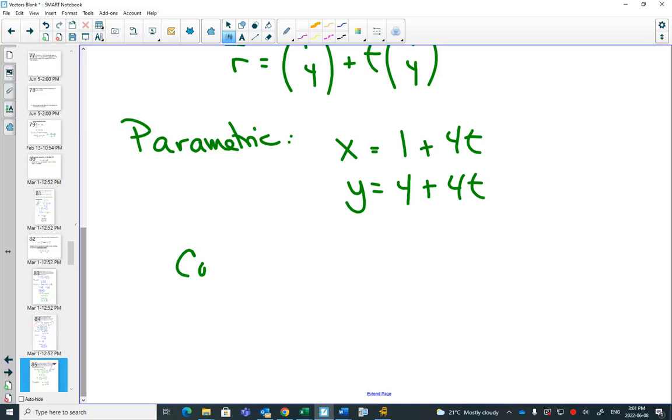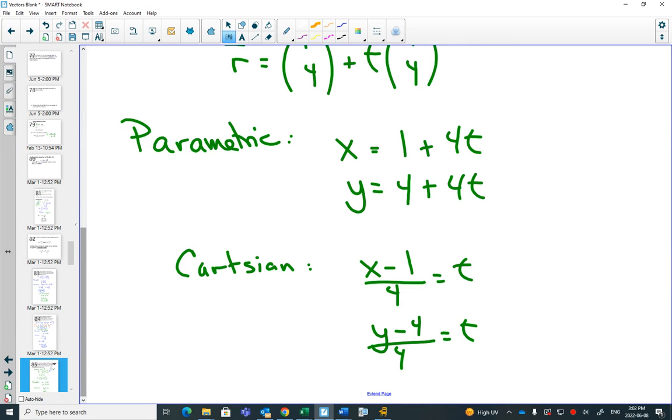So then the Cartesian, we would get t by itself. So this first one is x minus 1 over 4 equals t. And the second one is y minus 4 over 4 equals t.